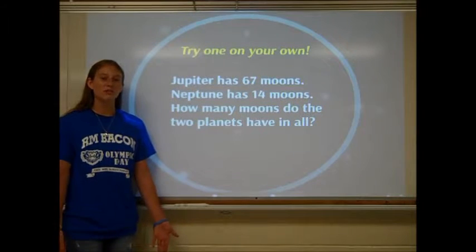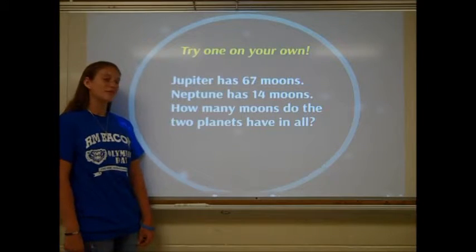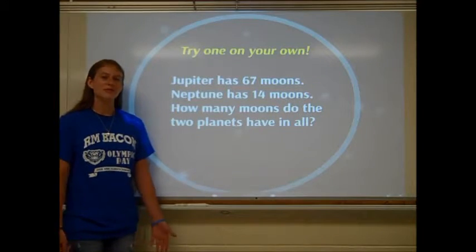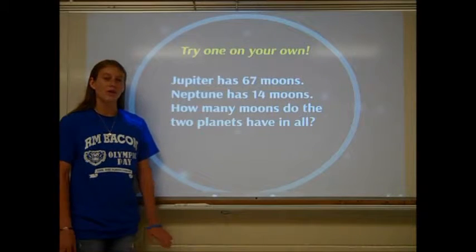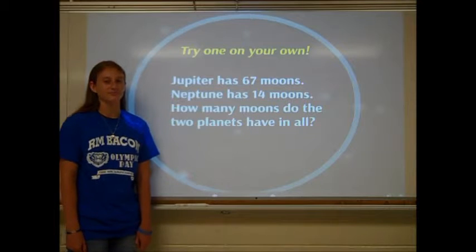Now, I want you to try a problem on your own. Jupiter has 67 moons. Neptune has 14 moons. How many moons do they have in total? What I want you to do now is to pause the video and try and answer this one on your own.